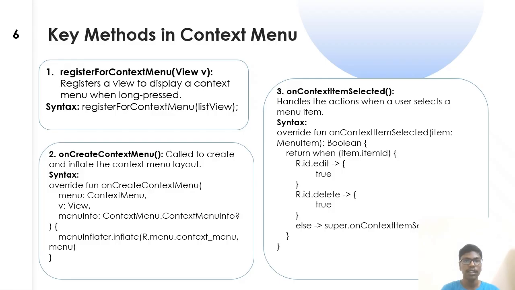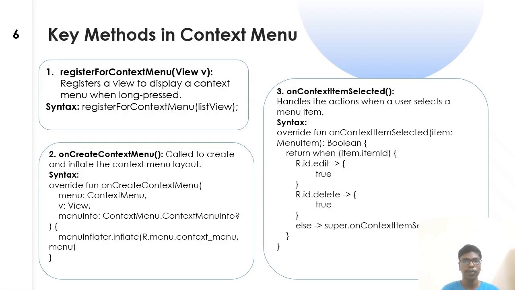Third, onContextItemSelected. This is where you handle user actions. When a user taps on a menu item, this method is called. You use a when expression to determine which item was selected and execute the appropriate action. For example, if they selected edit, you perform the edit operation. If they selected delete, you handle the deletion. These three methods form the complete life cycle of a context menu interaction.